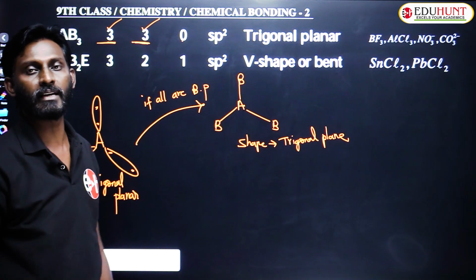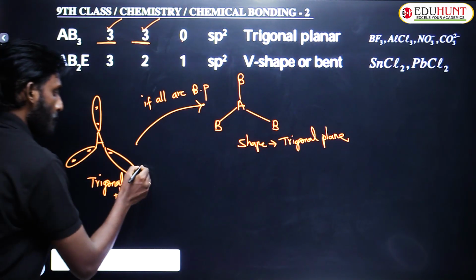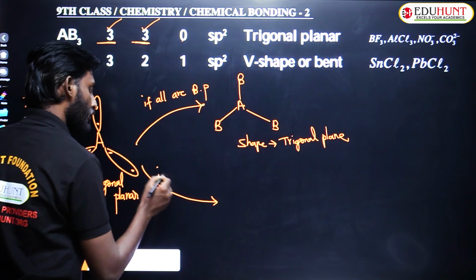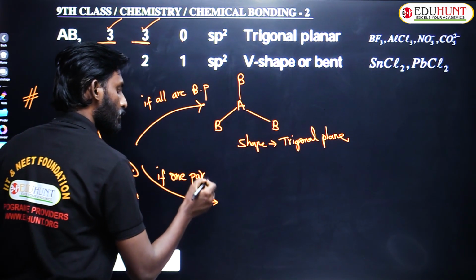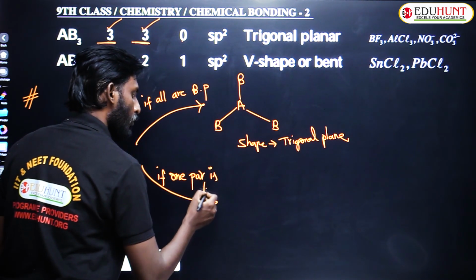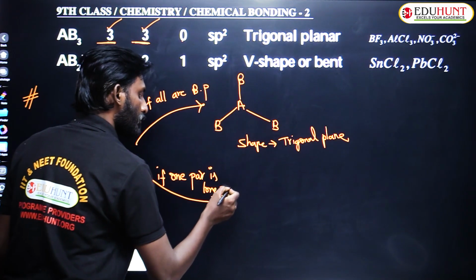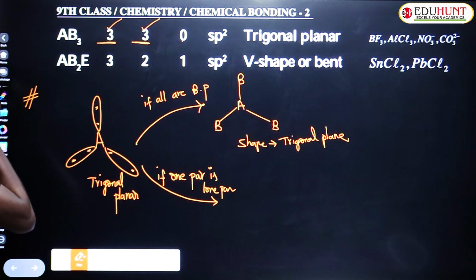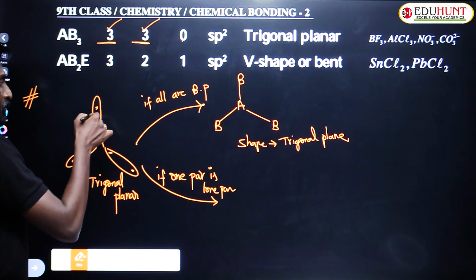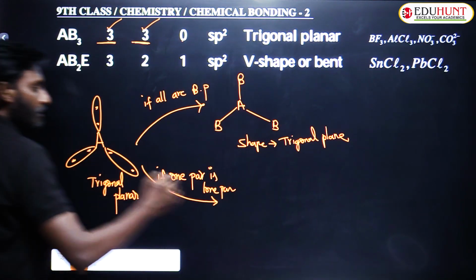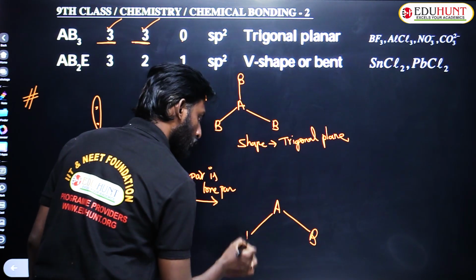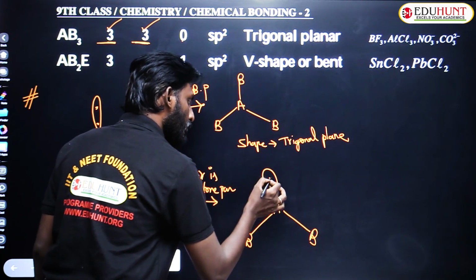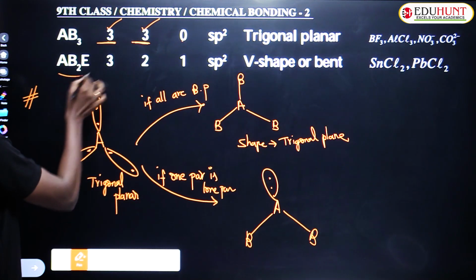Now let us understand, what if among these three pairs, one pair is a lone pair and the other two pairs are bond pairs? If one pair is a lone pair, then how to determine this? That means you have to leave this pair. Then it will be like A with one bond pair, another bond pair, and you leave this lone pair.